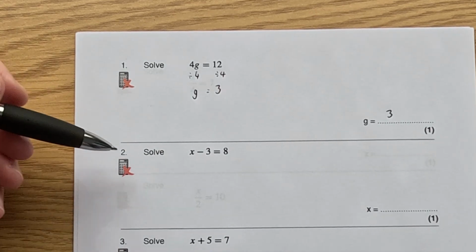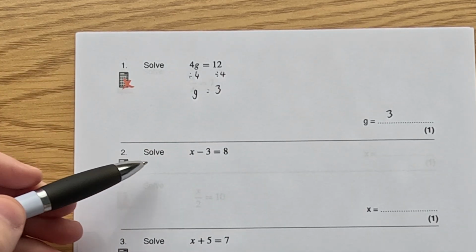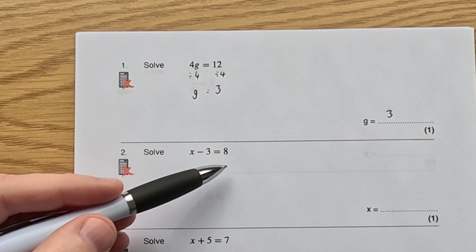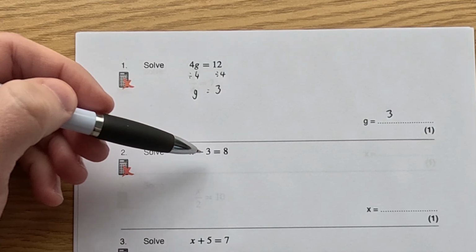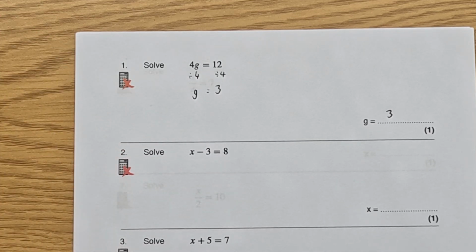Okay, let's have a look at our next question, question number 2. We've been asked to solve x subtract 3 equals 8. Now again, you might be able to look at this and say, well, x must be 11 because 11 take away 3 is equal to 8. But again, we're focusing on the method here.